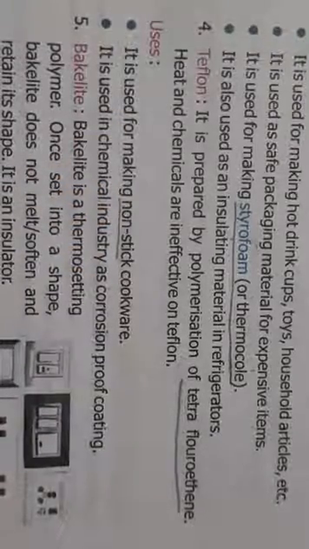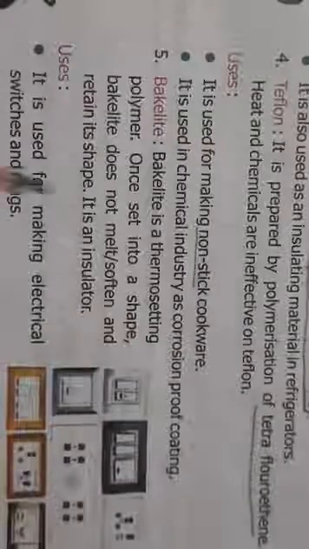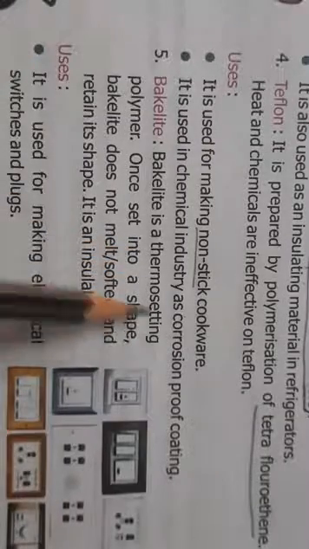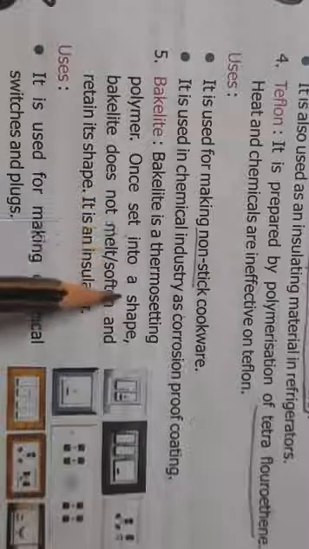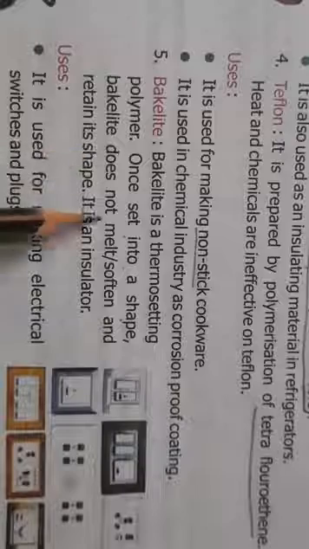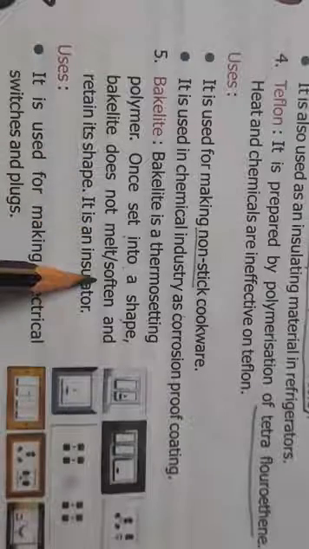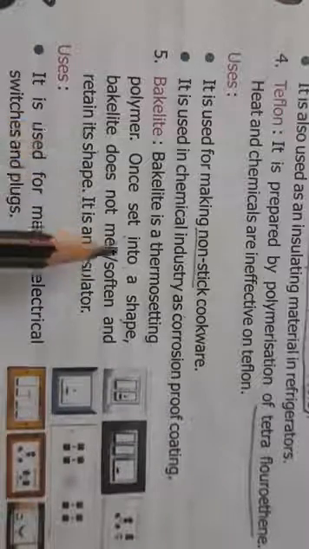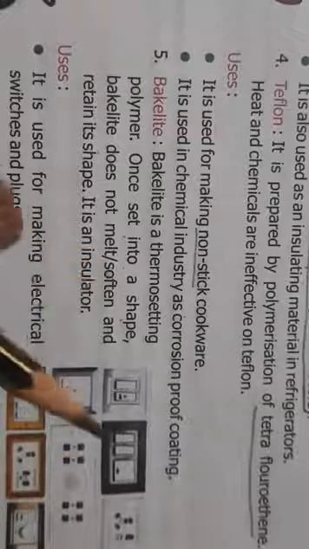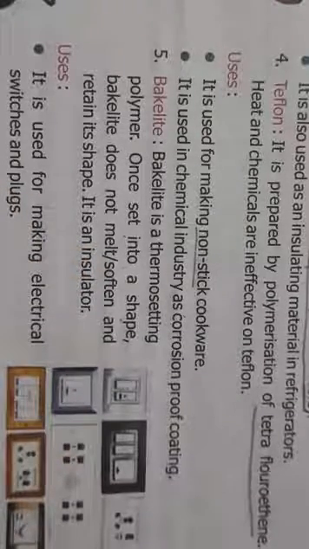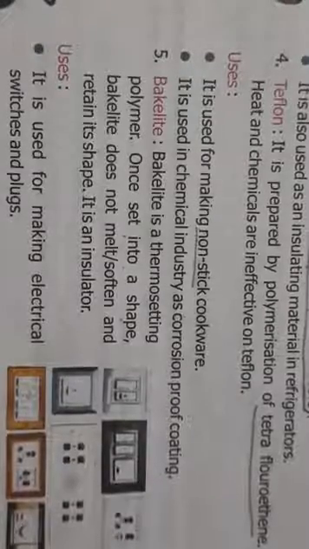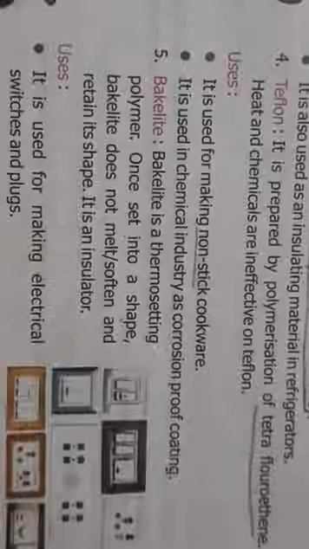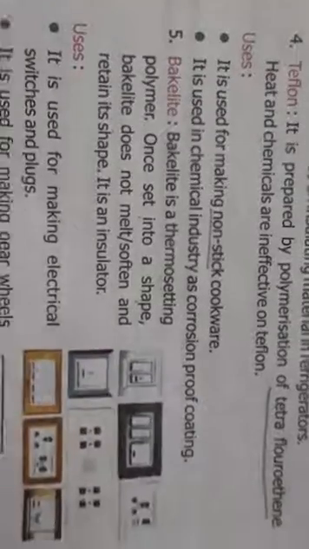Clear? Then bakelite. Bakelite is a thermosetting plastic, a thermosetting polymer. That means once it is set into a shape, it cannot be melted or become soft, and it will remain as it is. You cannot heat it and melt it, you cannot remold it again and again. Clear, children? Bakelite is an insulator, and it is used for making electrical switches and plugs.